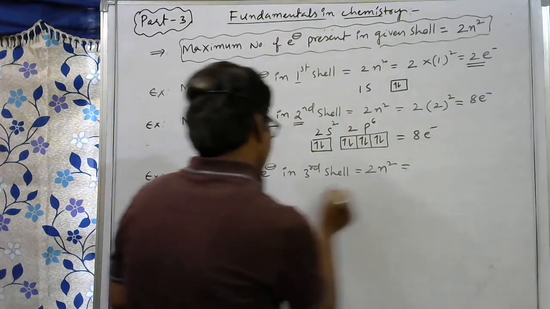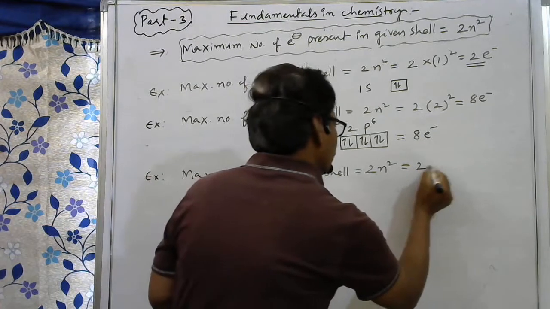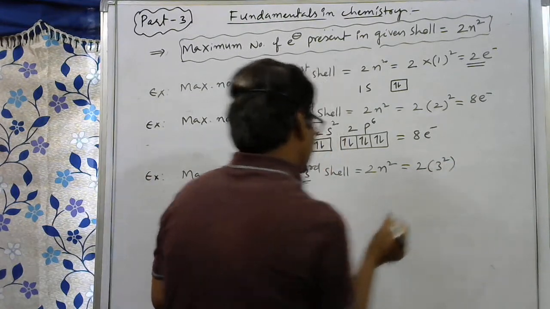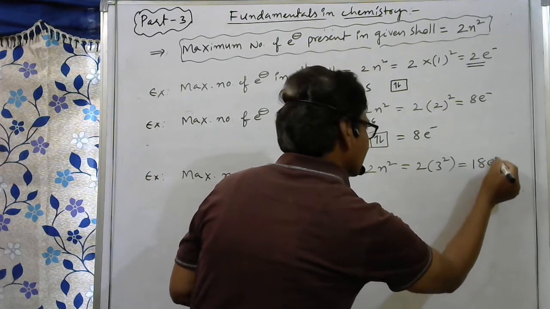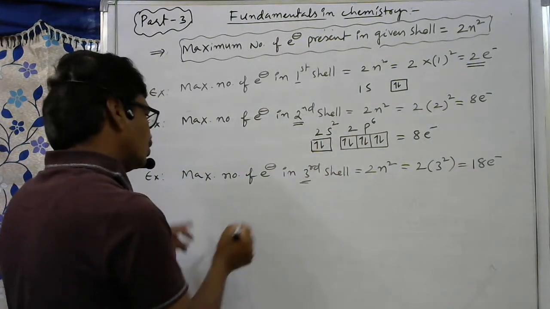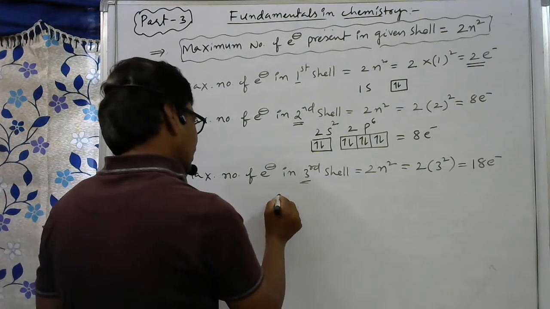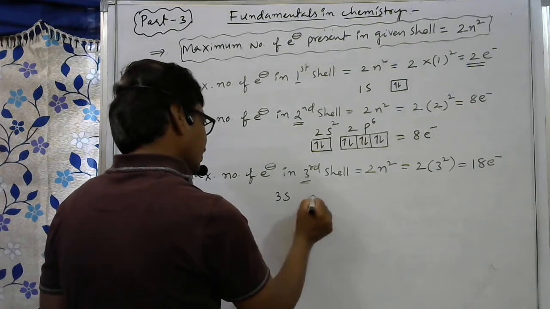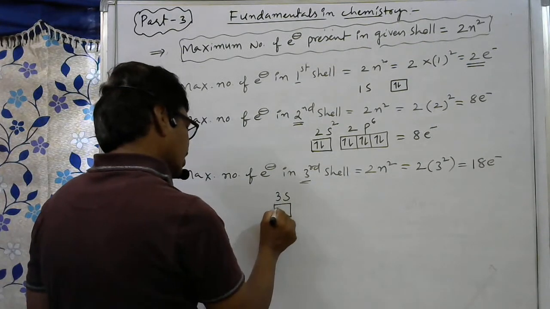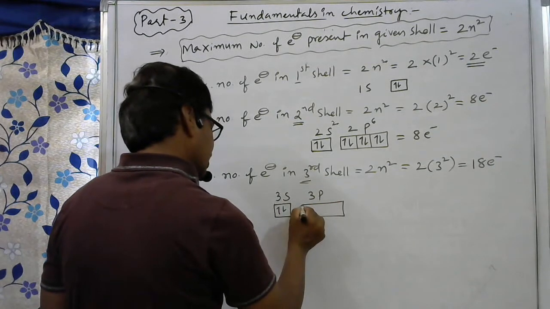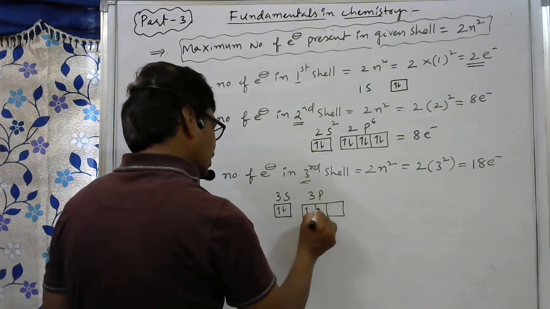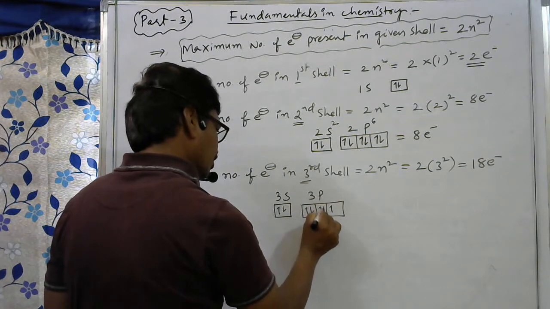What is the n value? N value is 3. So 2 into 3 square. 2 into 3 square means it is 2 into 9, it is 18. 18 electrons. Why is it so? Because n equals 3. So in this 3s orbital, one box means 2 electrons. 3p orbital, 3 boxes means 6 electrons: 1, 2, 3, 4, 5, 6.